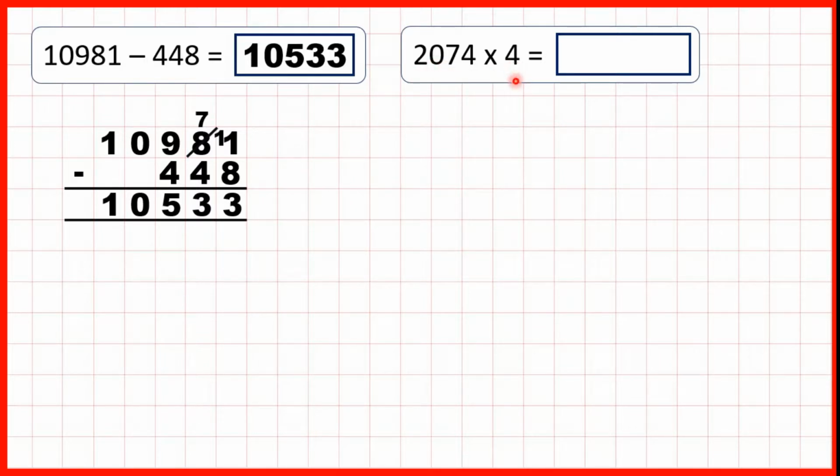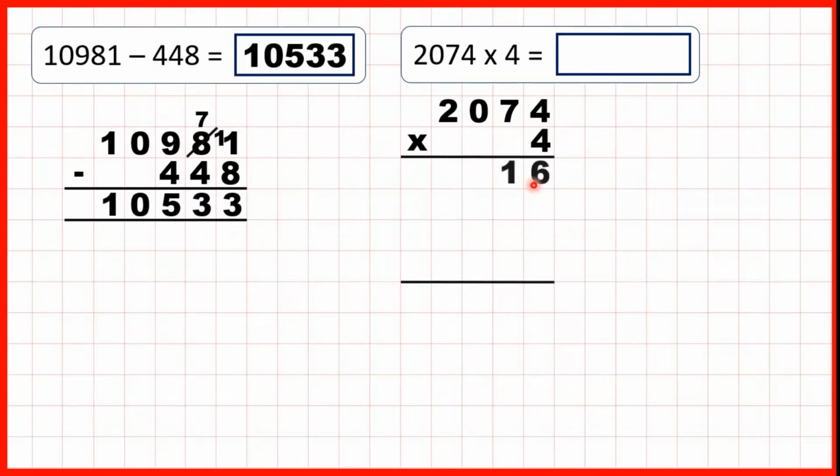Now 2,074 times 4. So we can set this out as a column multiplication. 4 times 4 is 16. Now, before we do 7 times 4, we need a 0 in our second answer line because this 7 is in the tens place, so we need a 0 in our ones. And 7 times 4 is 28.